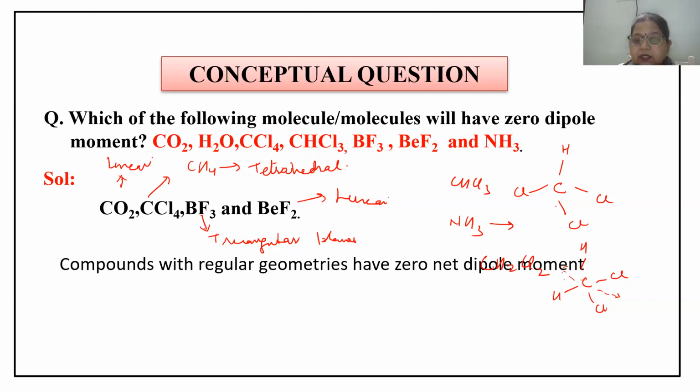CHCl3, and I just missed out on water again, has 2 lone pairs and 2 bond pairs. So that will also have a distorted geometry. Hence, it will have a net dipole moment. Is it clear to you, Ritika, Shweta, and Ananya? Yes, yes.